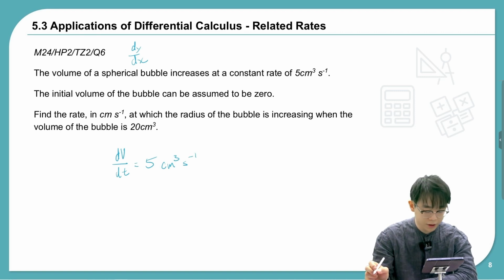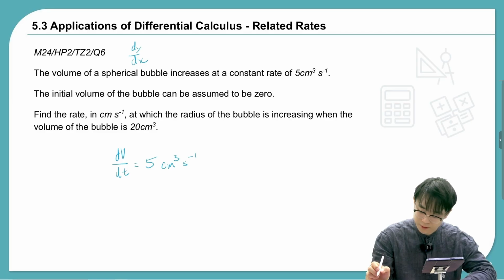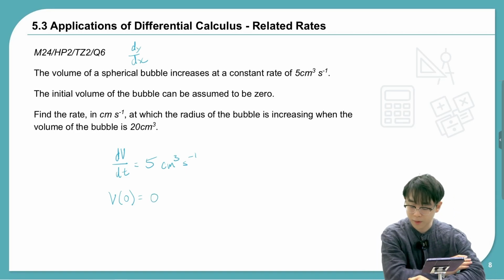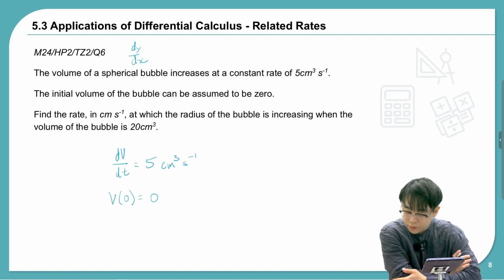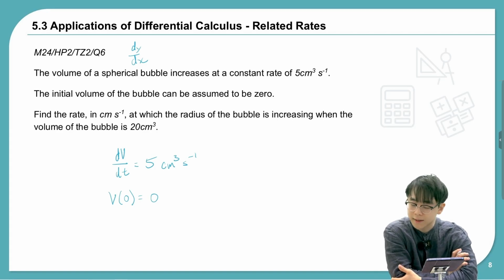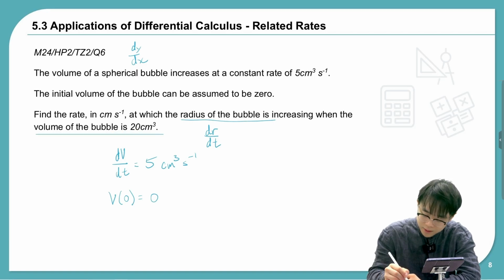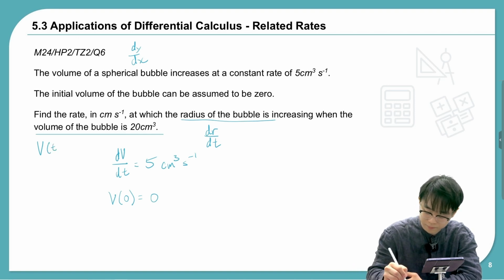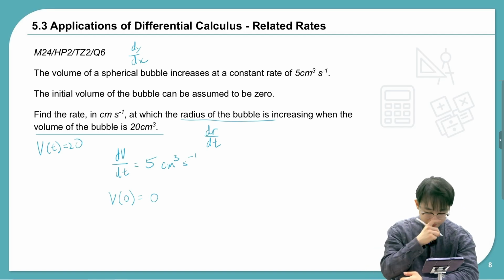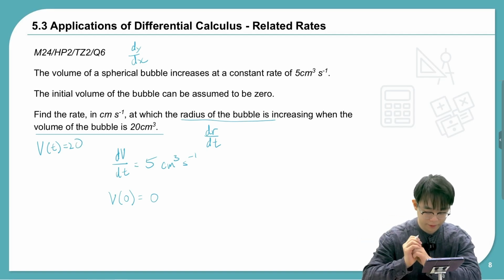And it says the initial volume is 0. So we start with V0 equal to 0. We want to find the rate at which the radius is increasing as a function of time, so we want to know dr over dt. And we want to know when that happens: the time is when V(t) is equal to 20. So we have all these pieces of information. We just got to piece everything together.